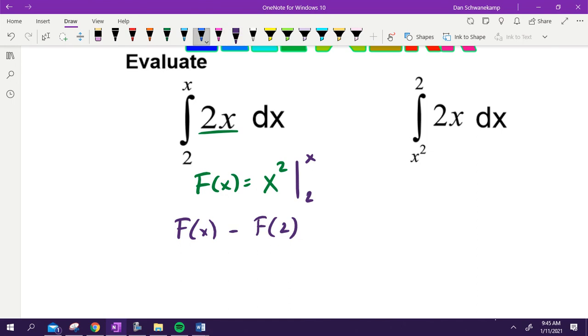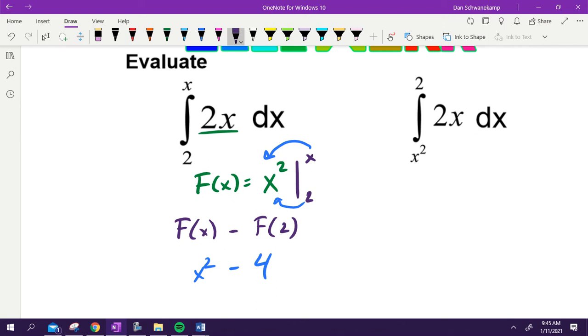Then I plug it in. I take x, I plug it in. So x squared. I take 2, I plug it in. Minus 4. Done. X squared minus 4 is my first answer. Everybody go on the first one. Fairly straightforward. Second one. Okay.